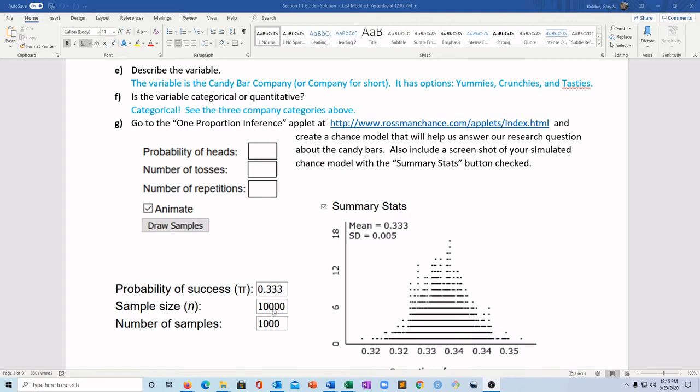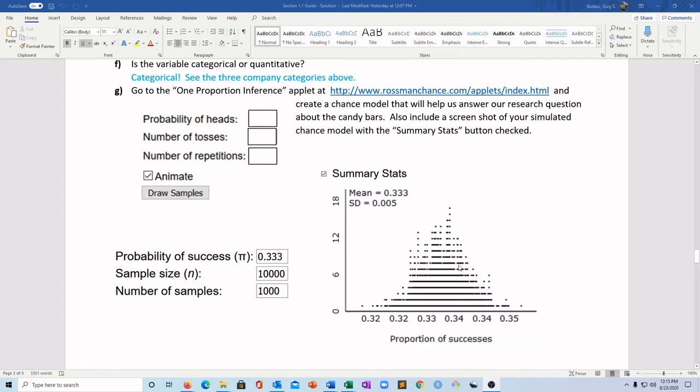Okay, the next one is, well, you actually looked at some data. How many data points did you look at? We had 10,000 purchases. That goes here. Number of samples, that's 1,000. That's just because I chose that. 100,000, whatever you want to do. And this is the distribution.